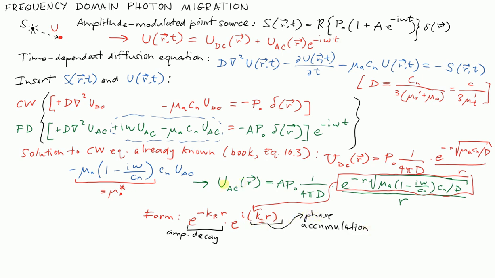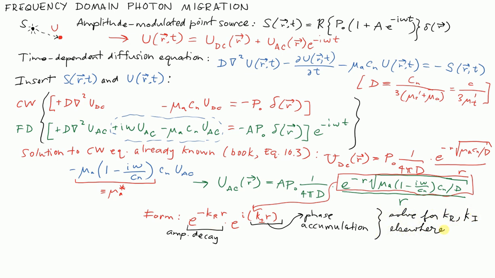So this solution for the point source of amplitude modulated light, it decays versus distance just like the CW point source decays versus distance. But it also picks up a phase as it propagates over distance. That might remind you of some things you may have seen in optics classes. So I'll note for the record here that what you have to do now is solve for Kr and Ki. And we're not going to do that. So I'll write that we're going to do that elsewhere.